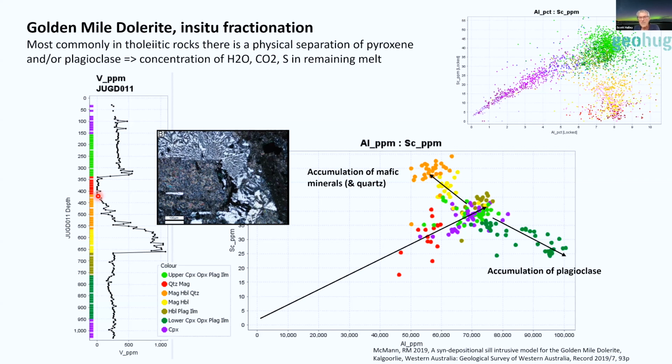The thing about fractionating tholeiites is that trends in the data are caused by segregating olivines or segregating pyroxenes or segregating plagioclase. And you can see those patterns most clearly when you look at the trace element data.